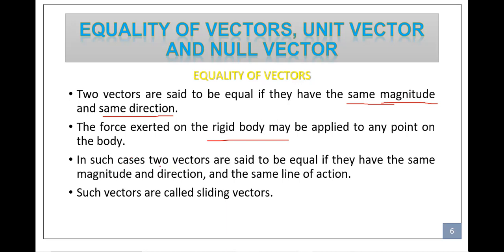So in such cases, two vectors are said to be equal if they have the same magnitude and direction and also the same line of action. What do you mean by the same line of action here? Once we are moving the block, in which particular direction, along which particular line it is moving, in that case we will consider the same line of action also. So when we consider vectors with the same magnitude, direction, and line of action, we call such vectors sliding vectors.